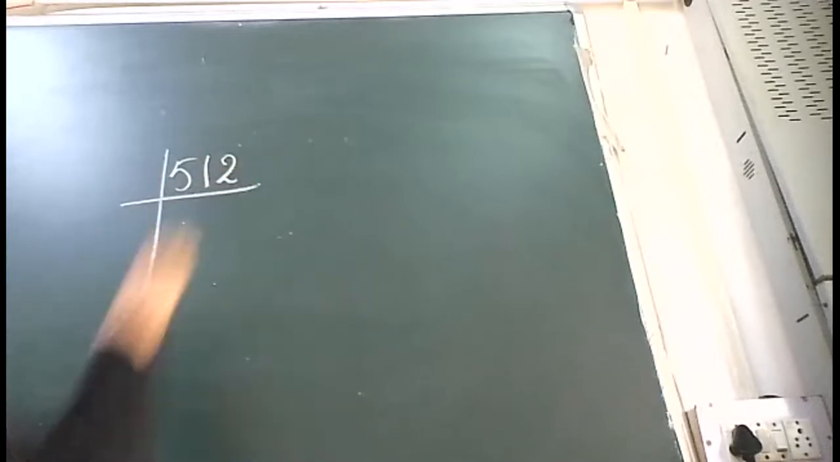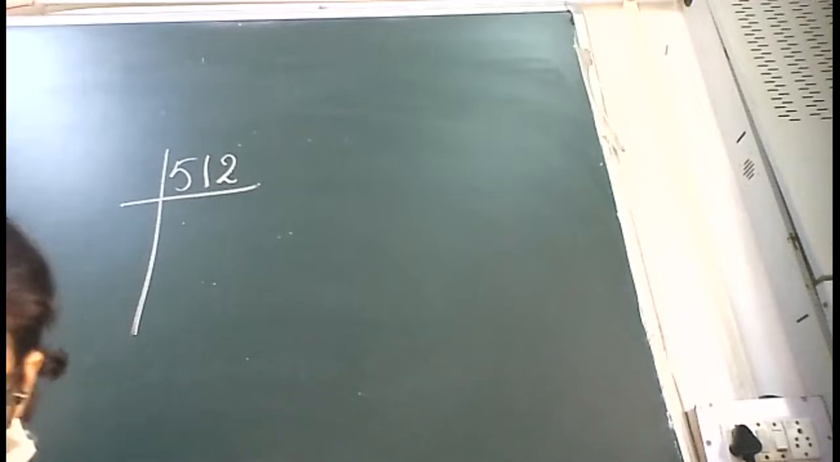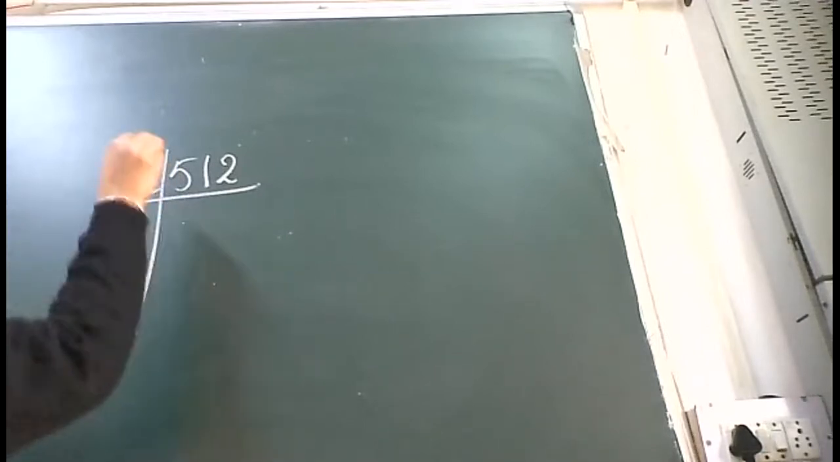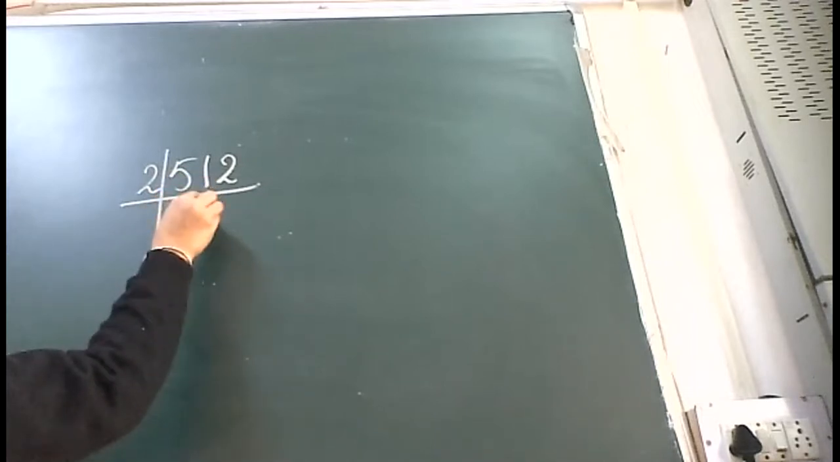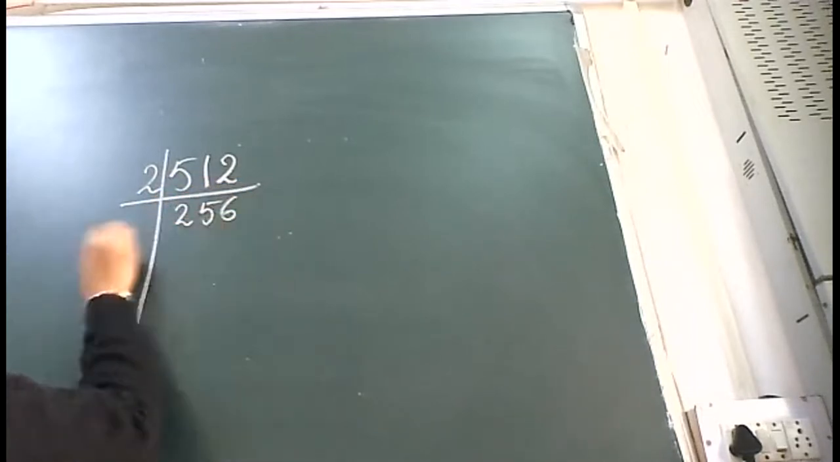$512. Yes, Kavya, unmuted. In the table of 2, how many times will it go? 2 2s are 4, 2 5s are 10, 2 6s are 12.